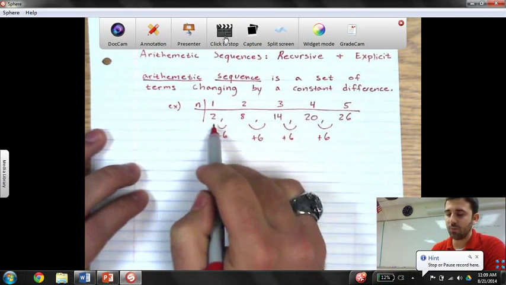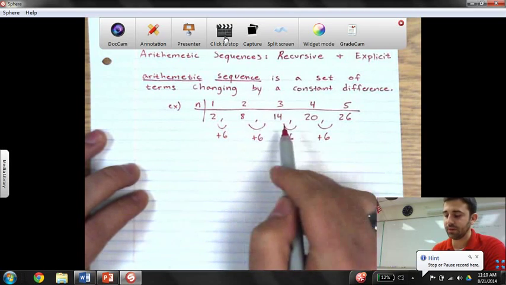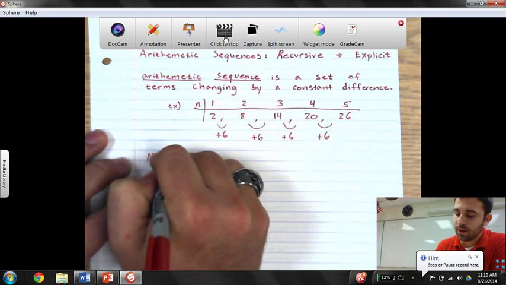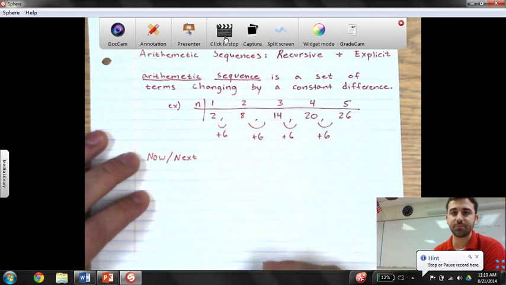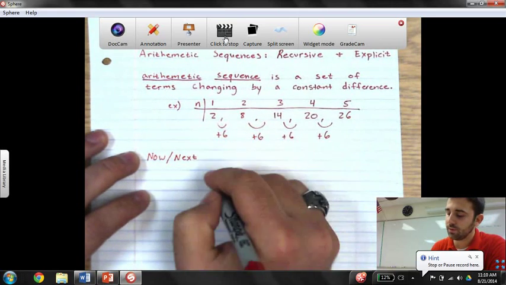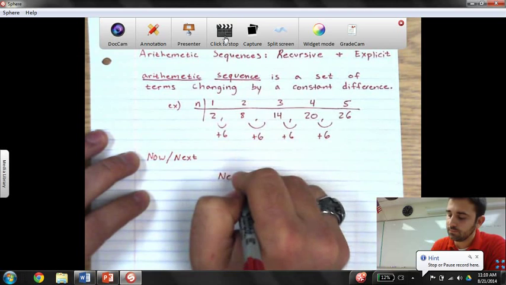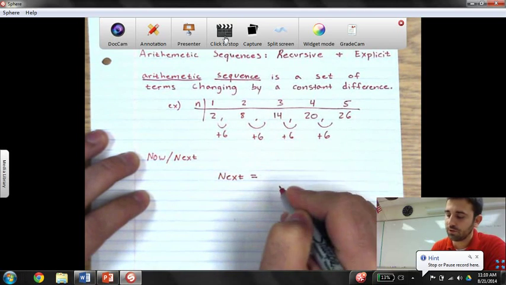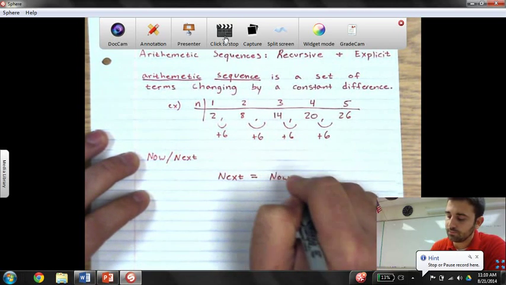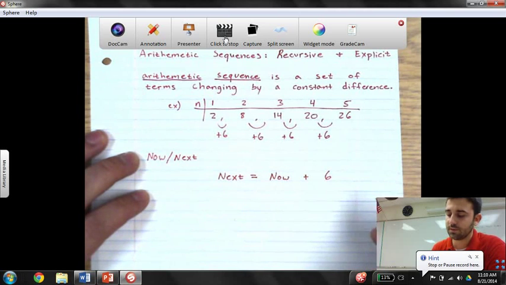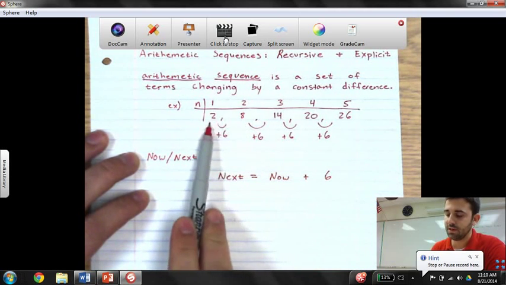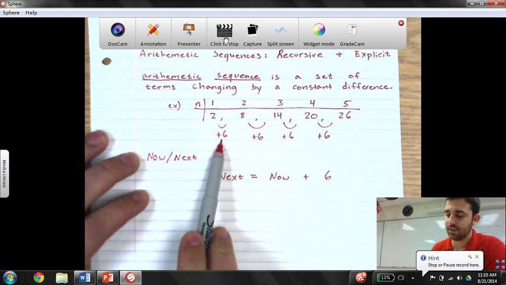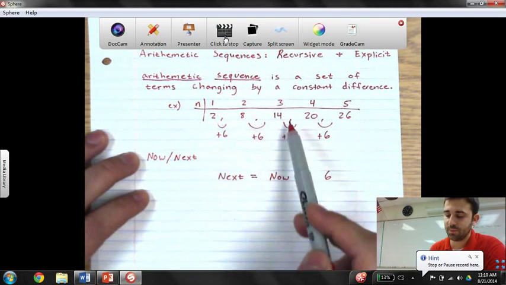Now, when we have our sequence, in earlier classes you were able to express it in what was called a now-next notation. That's where we said the next term is equal to the now term plus 6. So the next term is equal to the now term plus 6, which makes sense in this context.